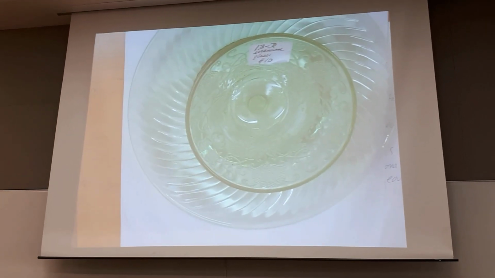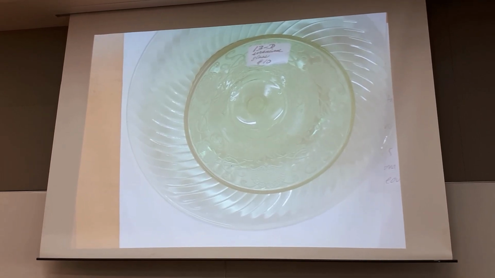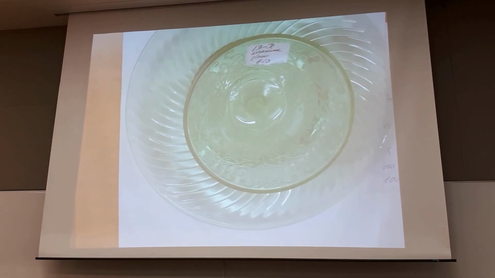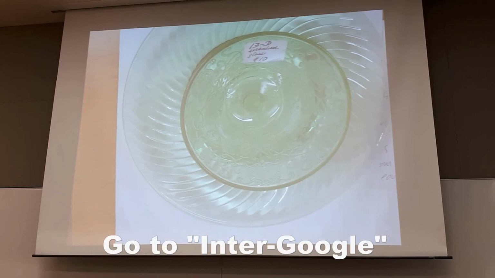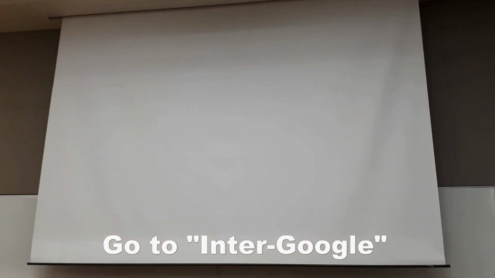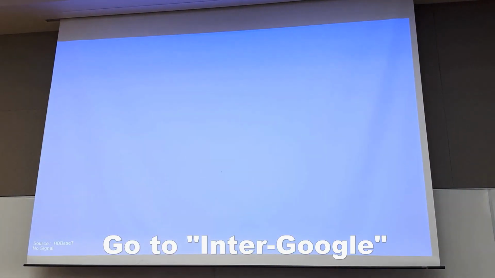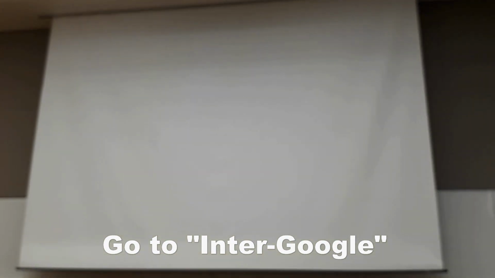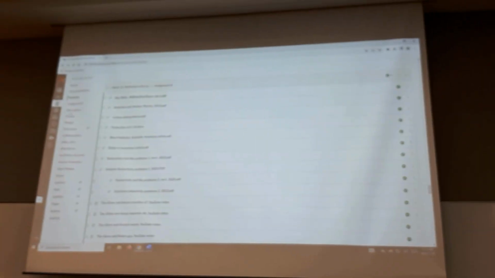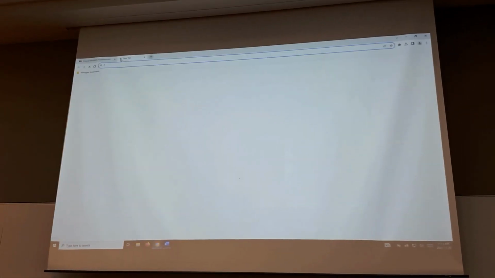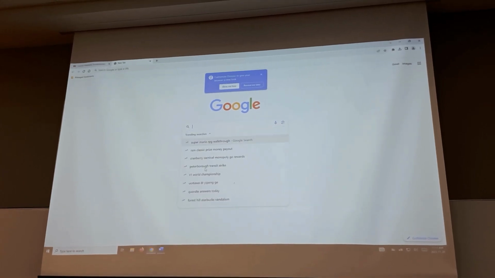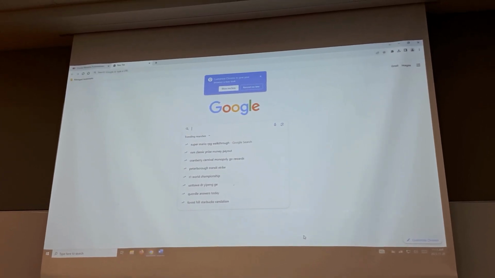And what is uranium glass made of? What's actually in there? I don't know. Let's go look at the Inter-Google. So we're going to go to the Inter-Google and see what that has to tell us. Simply asking a question there in a moment.